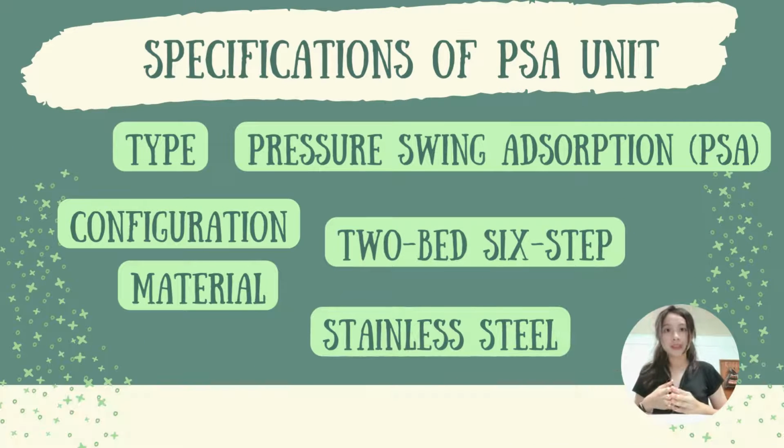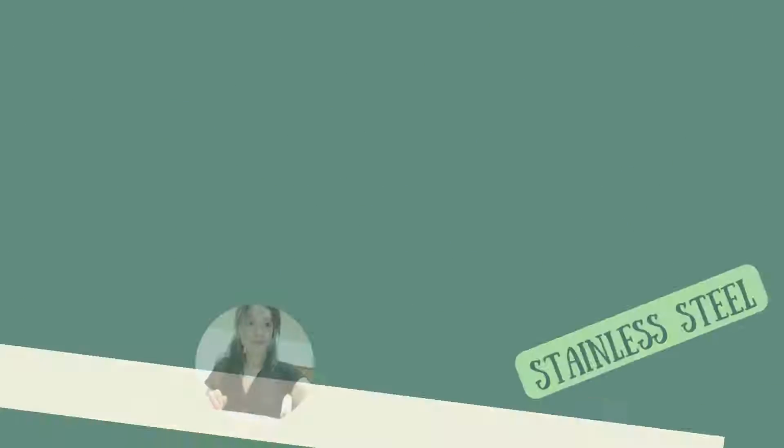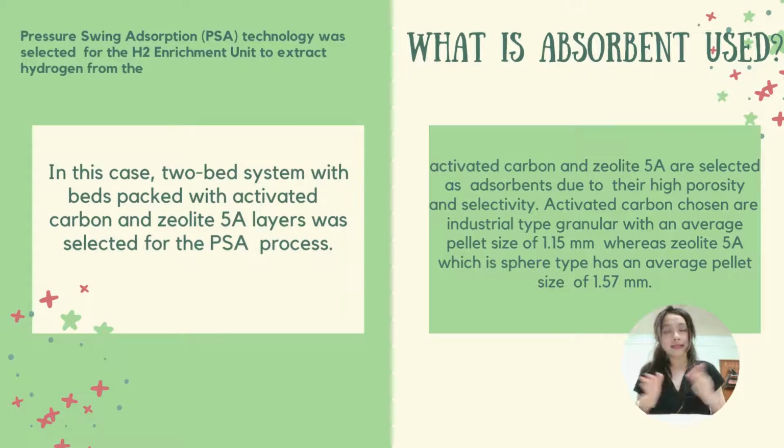For your information, adsorbents play a significant role in the adsorption process, and the selection will determine the performance of the separation unit. In the separation of a multi-component gas mixture, two adsorbents are chosen as a single adsorbent is difficult to purify hydrogen due to the presence of several impurities in the mixture. Therefore, activated carbon and zeolite 5A are selected as adsorbents due to their high porosity and selectivity. In addition, the second adsorbent that we have chosen will be the zeolite 5A.